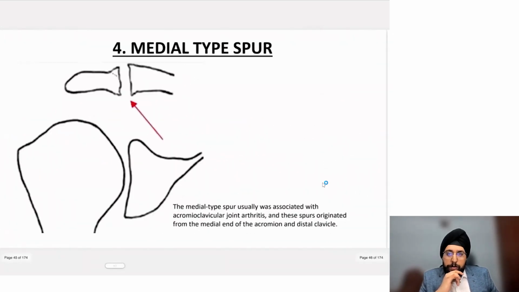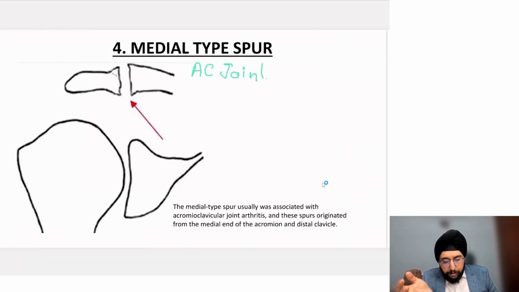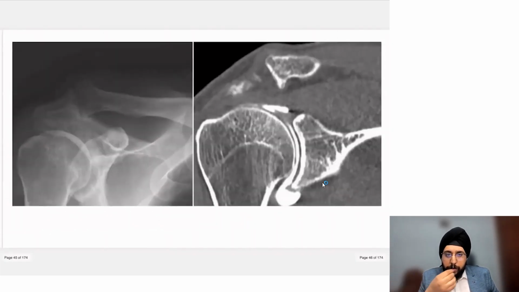acromion. Now we can have medial type spurs. This we have seen the most number of times. This is seen with AC joint arthritis. Okay, so spurs on the distal end of the clavicle as well as the acromion. Very simple. So this is associated with AC joint arthritis. This is the spur. Again, these are the spurs. You can see there is narrowing of the joint space. There is some sclerosis as well.